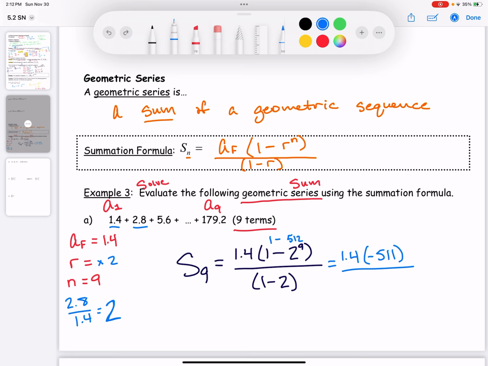Sorry, I don't know why my pen switched to the eraser.